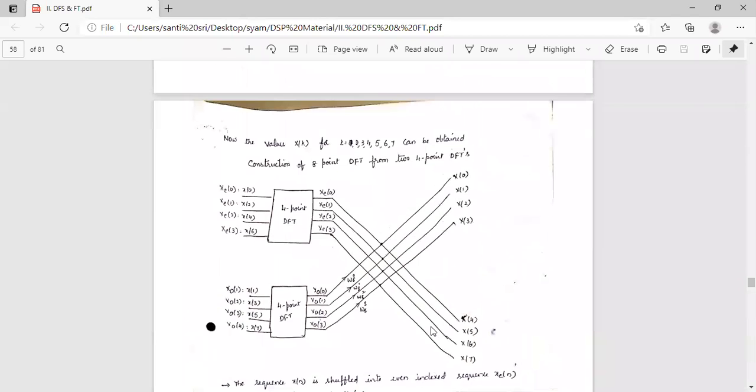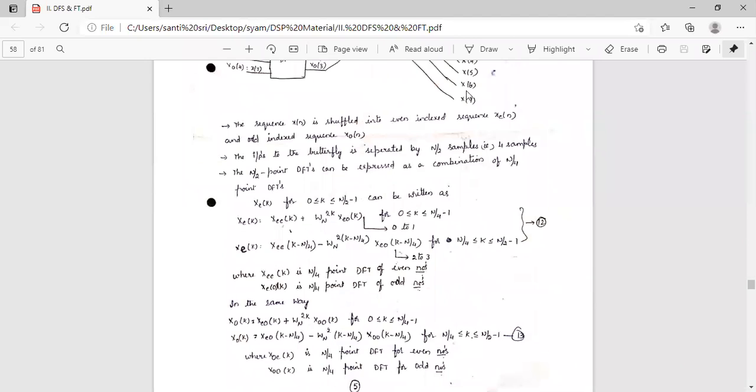Whereas for this one, XE of k, this is 4 point DFT, this is 2 point DFT. Remember, this is 2 point DFT. That's why it is a combination of XEE of k plus W times XEO of k, and XEE of k minus W times XEO of k, for n by 4 indexed. Okay, this is n by 4 point. If n is 4, that is 4 by 4, 1 point DFT, right? So if it is n by 2, that is 8 by 2, that is 4 point DFT, right?